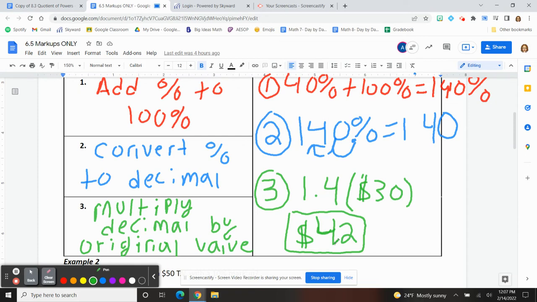This is how stores are run. This is how companies are run. This is how any business is run. You need to have a markup profit.